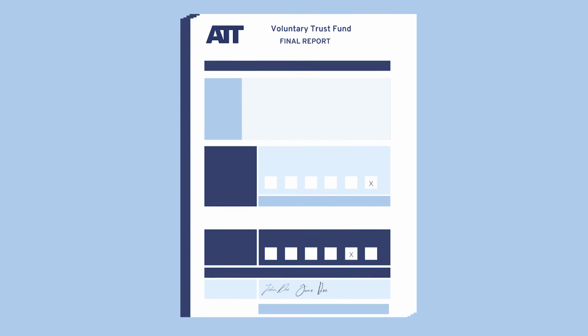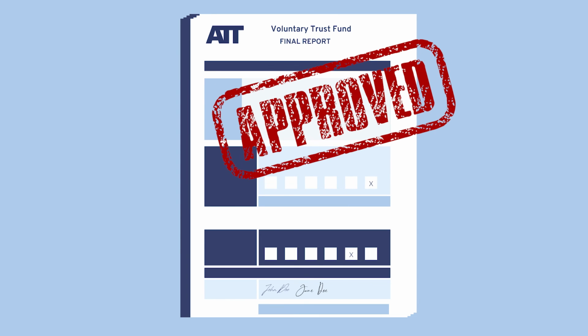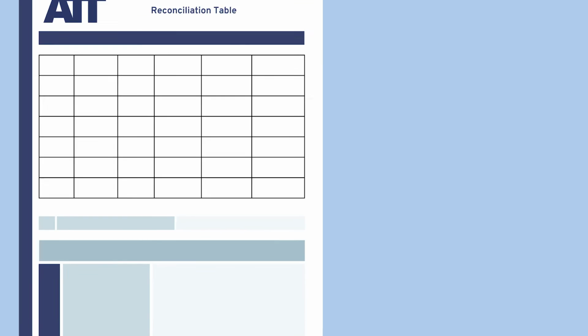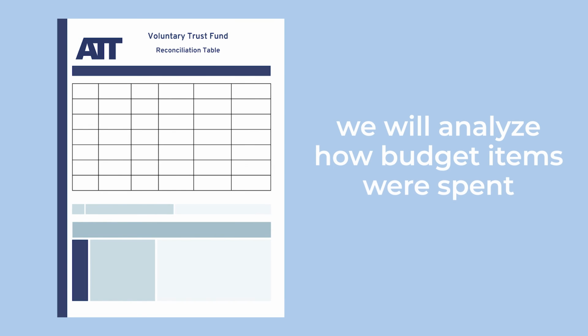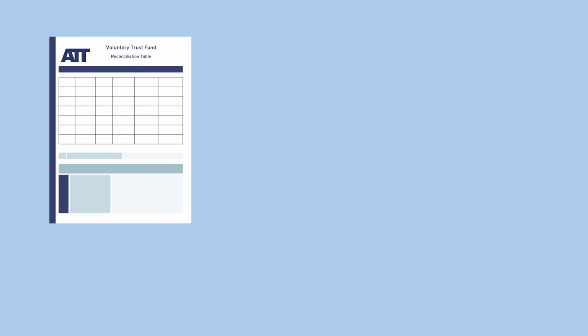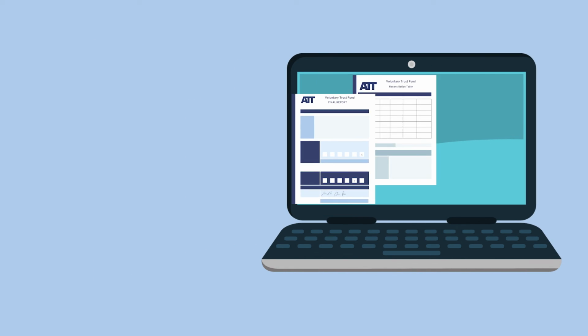When the ATT Secretariat approves the final narrative and expenditure reports, we will draft a reconciliation table that analyses how budget items were spent, and we will upload it together with the final reports to the website.